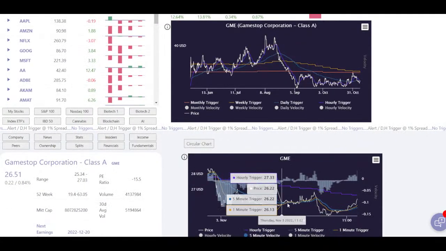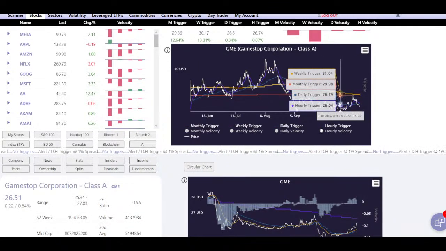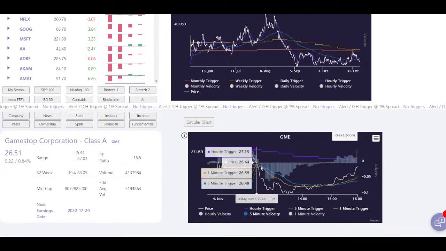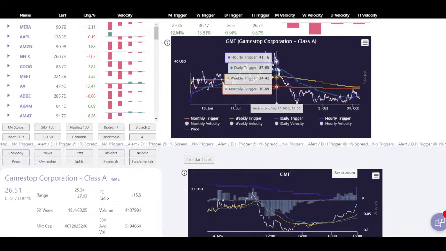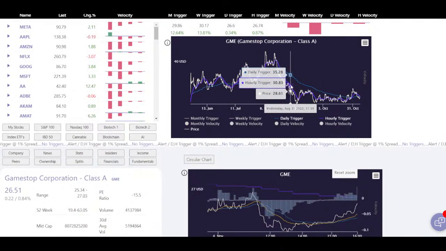When the 1 minute trigger crosses above the 5 minute trigger, it's bullish. When the hourly trigger crosses above the daily trigger, it's bullish. When the 1 minute trigger crosses below the 5 minute trigger, it's bearish, like right here. And when the hourly trigger crosses below the daily trigger, it's bearish, like right here. So it's a very simple method to learn.